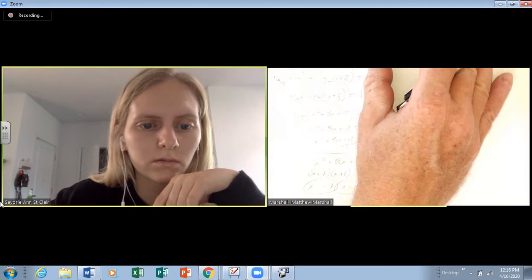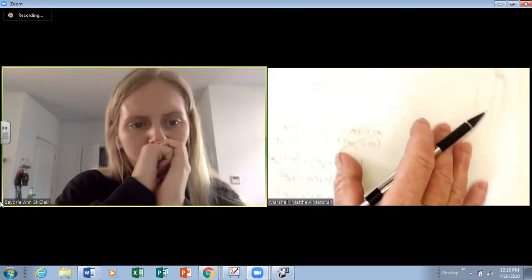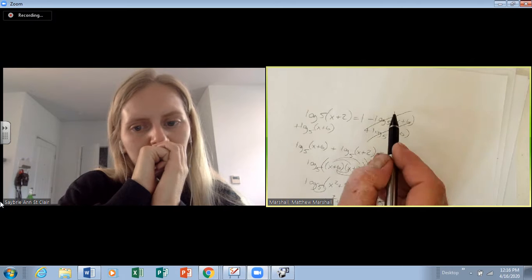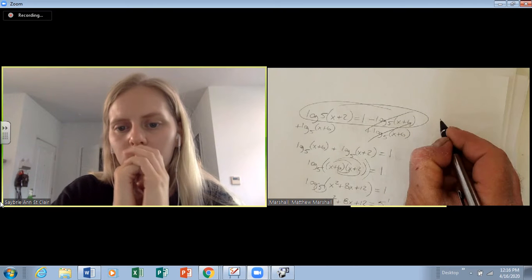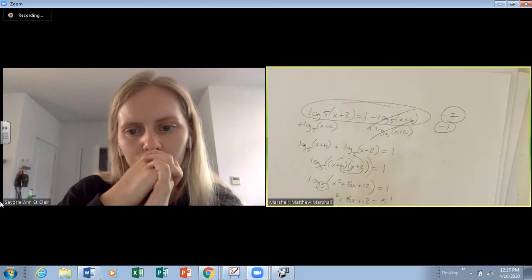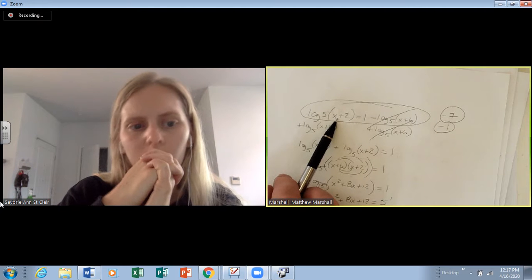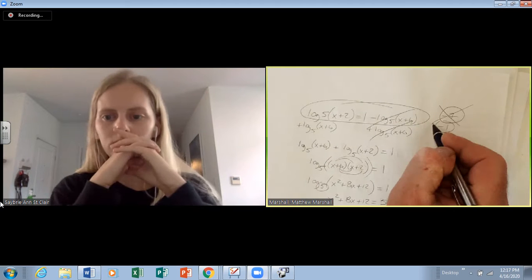Now if I look back at my original problem up here, hopefully that comes into focus. This is the original problem. My two answers, negative 7 and negative 1. The problem is, if I plug in negative 7 right here, that gives me negative 5. You can't log a negative number. If I plug in negative 7 here, it gives me a negative 1. Can't do that. So that answer is off the table.